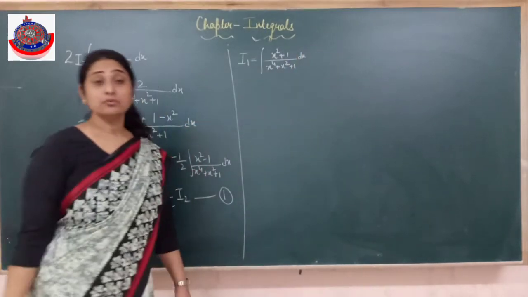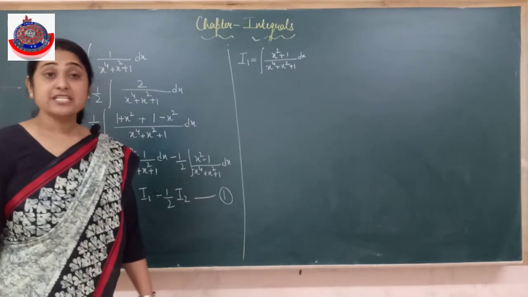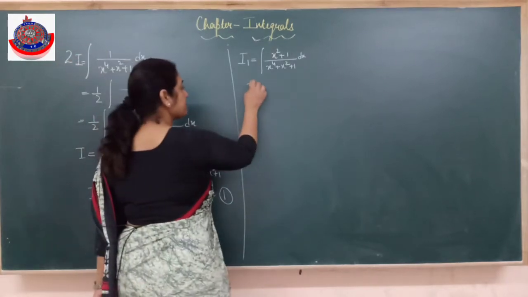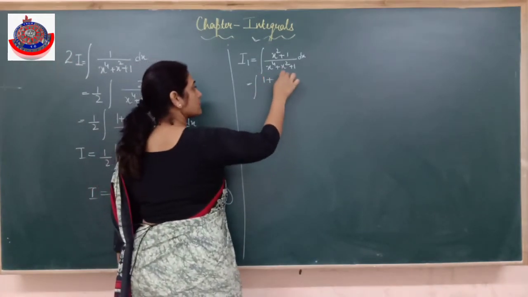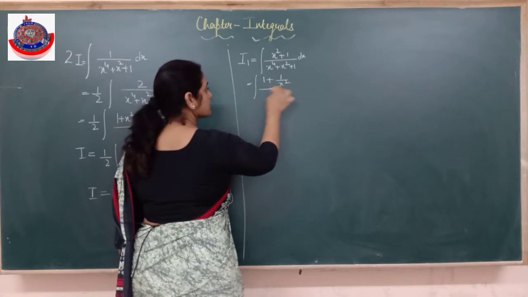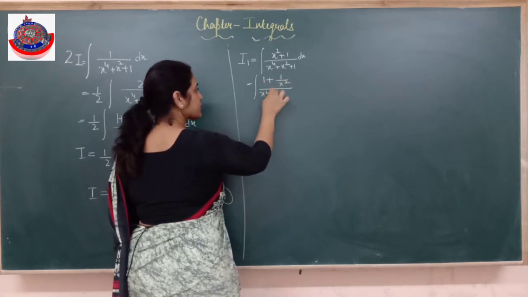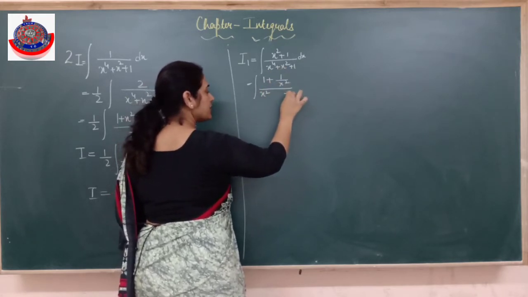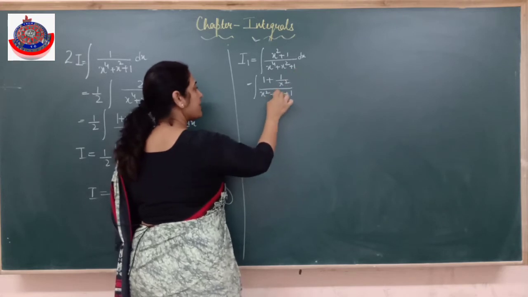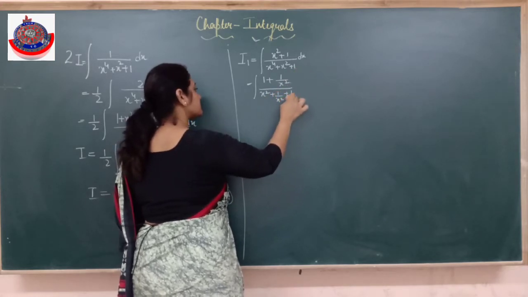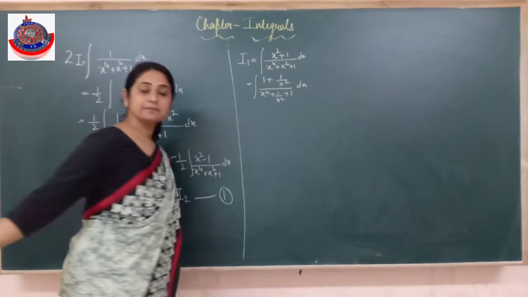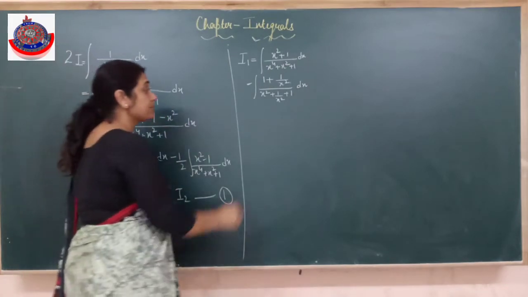So what am I going to do? Divide it by x square. The step remains the same. If I divide by x square, it will become x square. If I divide by x square, it will become 1. So I am keeping it at the last. 1 divided by x square will be x square.